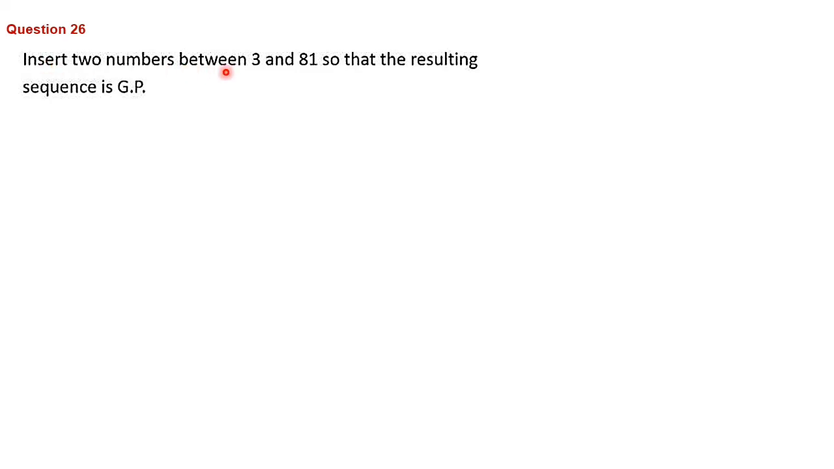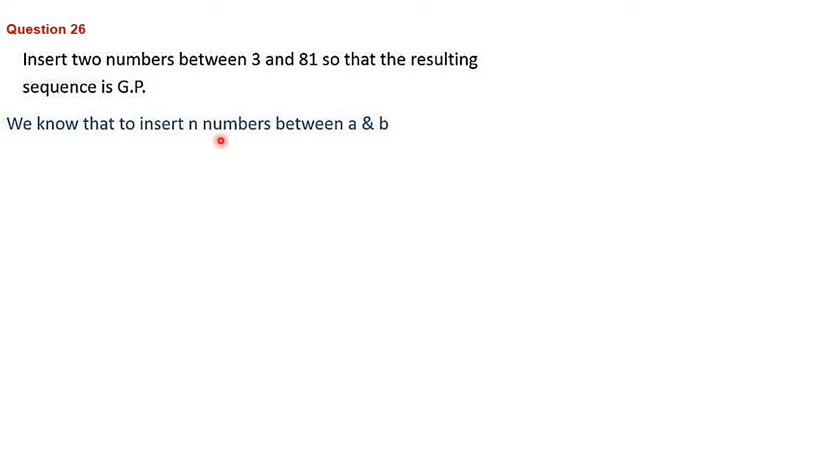Next we shall discuss question number 26. Insert two numbers between 3 and 81 so that the resulting sequence is a GP. So two numbers between 3 and 81. Here the first term is 3 and the last term is 81. Between these two numbers only we have to insert two numbers. So the resulting sequence is a GP, which means when we put two numbers in between these two, there will be 4 numbers. These 4 numbers form a GP. That is what the question asks.